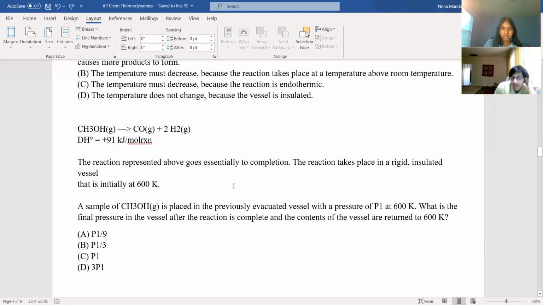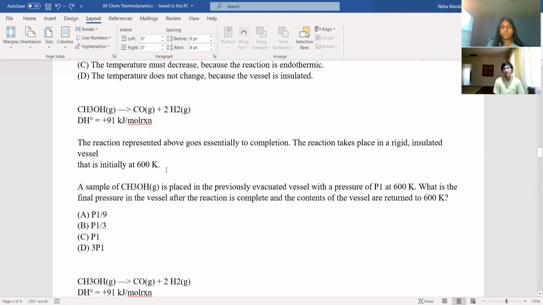No, that makes sense. Oh, because it's going to completion? Because you start with 1 mole, you go to completion, so now you're left with 3 moles for every 1 mole. And since the temperature we're keeping constant, 600 to 600, that's not going to affect pressure. So that means it's 3 times P1. That makes sense.